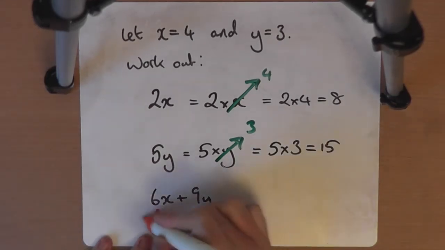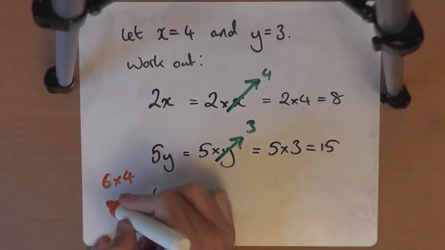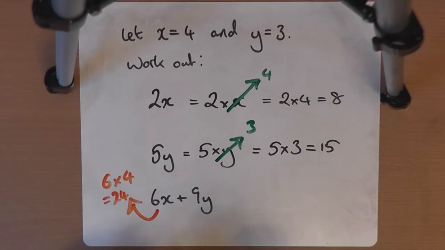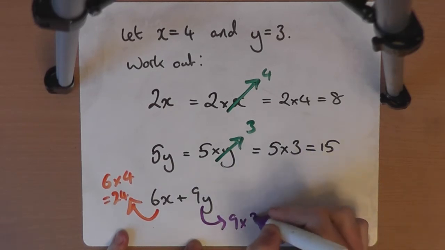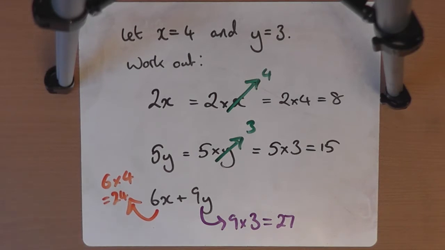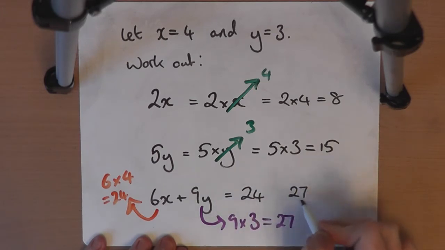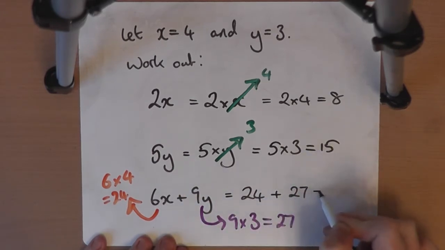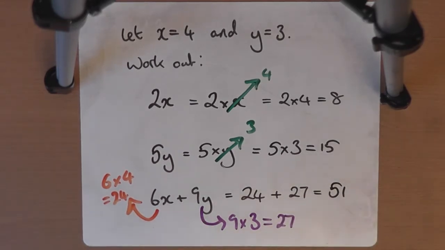If we think about the 6x first of all, x is 4, so 6 times 4 is 24. And the 9y will be 9 times y, which is 3, so 9 times 3 is 27. Our question then becomes, we do what we need to do with those numbers: the 24 from the first bit and the 27 from the second bit added together, because that's what we're told to do in the middle. 24 plus 27 is 51.